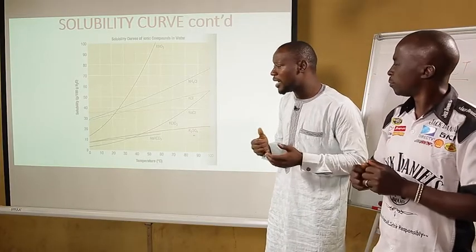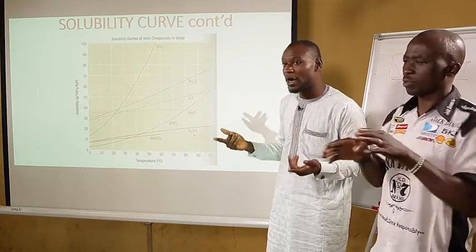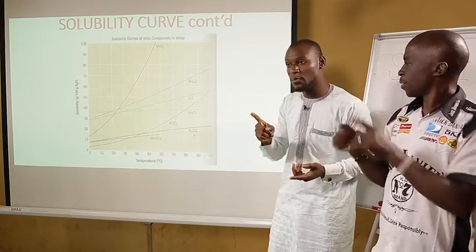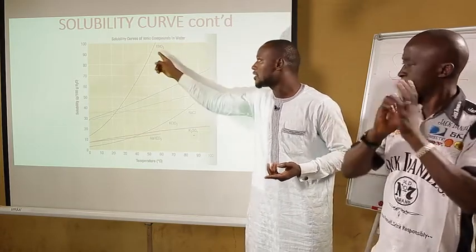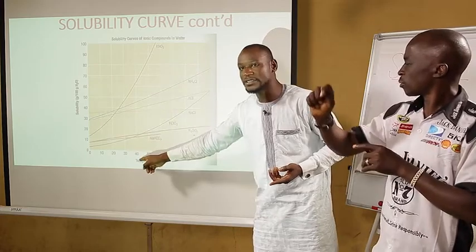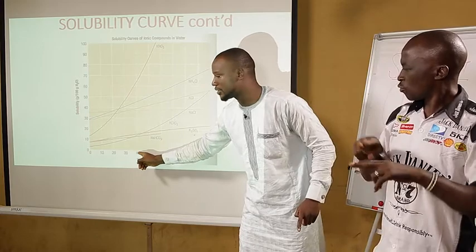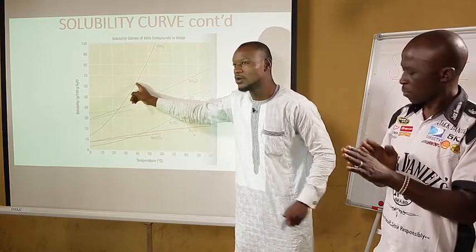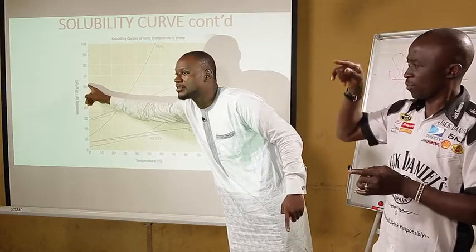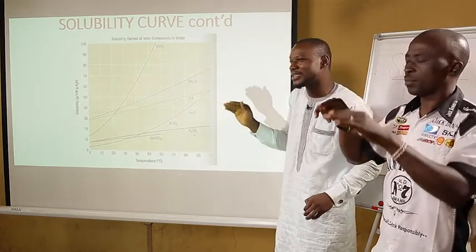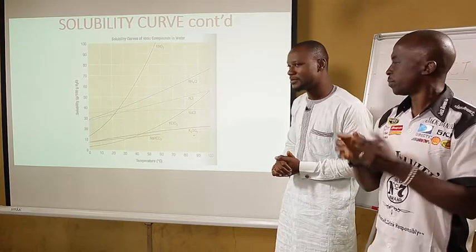Now, a similar question can be given. You'll be given a graph and you'll be asked to calculate the solubility. All you have to do is to trace. For example, if they ask you what is the solubility of potassium trioxonitrate(V) at 40 degrees Celsius, all you have to do is to use your ruler, trace 40 degrees Celsius, take it to the curve of the salt, and then trace it back to the vertical axis, and that will give you the exact amount or the concentration or the solubility of that salt.